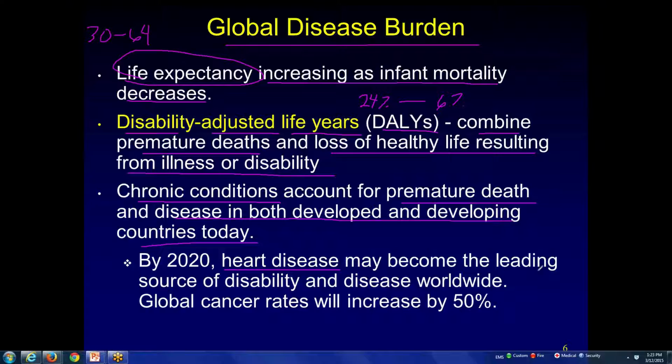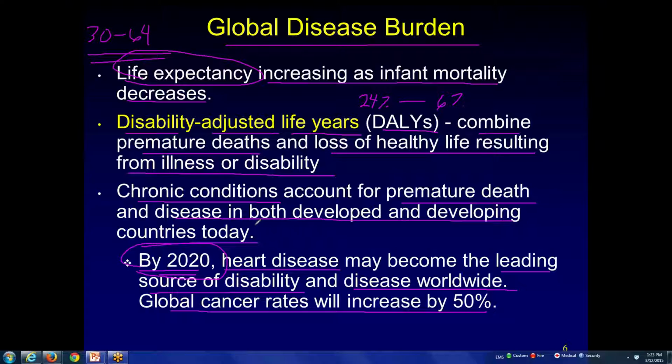Heart disease may actually become the leading source of disability and disease worldwide, and we'll see global cancer rates increase by up to 50%. What is going on? Why are heart disease and cancer rates going up so much by 2020? If we're doing better, and if our life expectancies are going from 30 to 64 in 100 years, why are we seeing heart disease and cancer suddenly spike, and even diabetes?